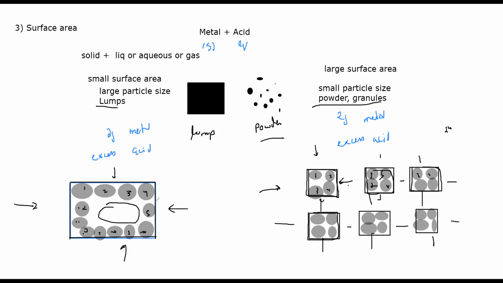So this is a solid which has particles, but the particles which are exposed to the surrounding will react first. Few particles are exposed when you're using a lump, and more particles are exposed when you're using a powder or granules. So if we sketch a speed or rate of reaction graph, powder is reacting much faster compared to lumps. Take the screenshot, then I will sketch the graph.